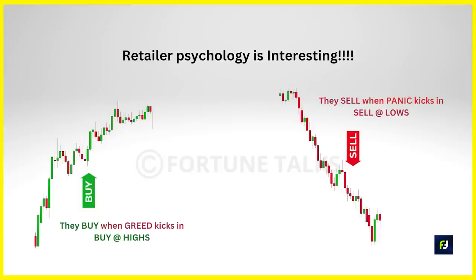Usually, retail traders are impulsive and they tend to buy at highs when greed kicks in and they sell at lows when panic kicks in. But at all times, when there is a buyer in the market, there is always a seller and vice versa. And that's how the markets work.